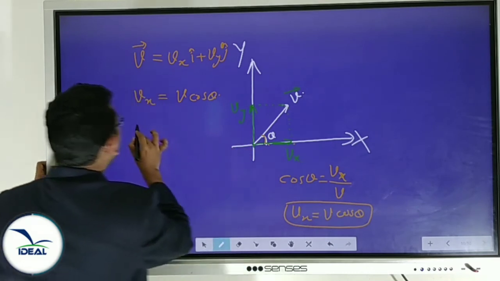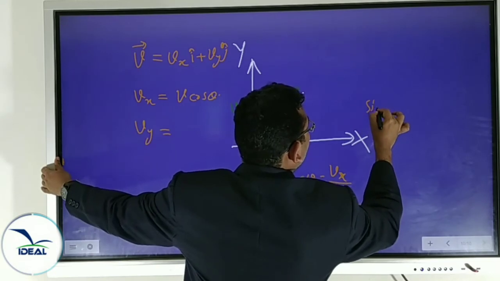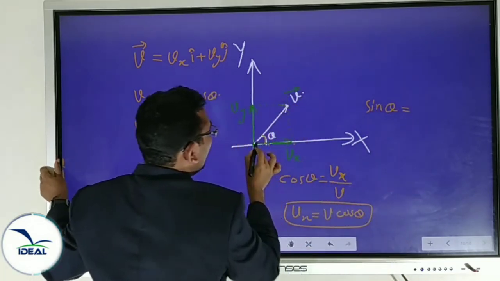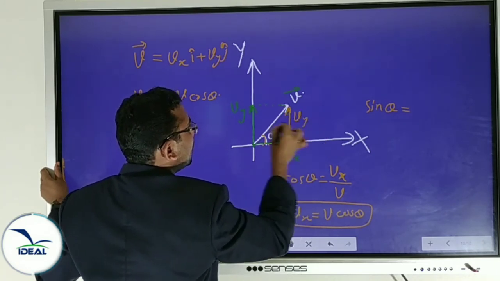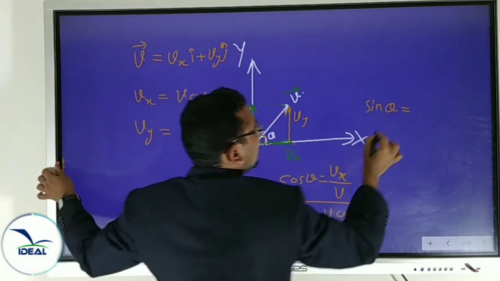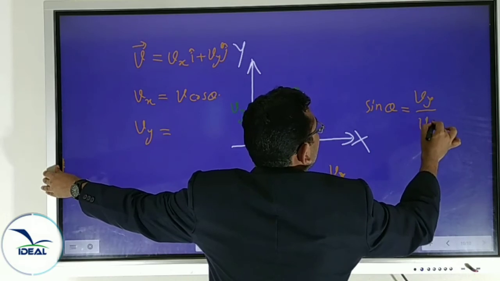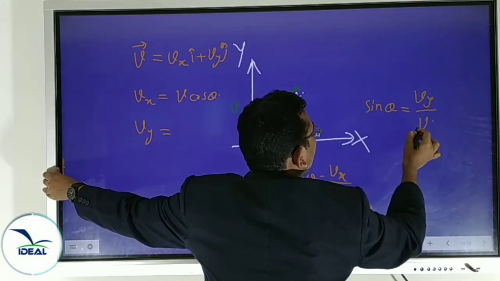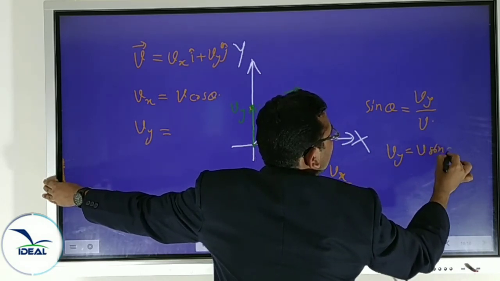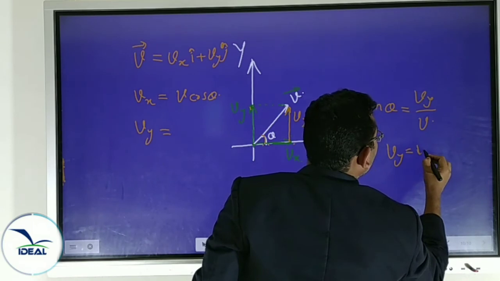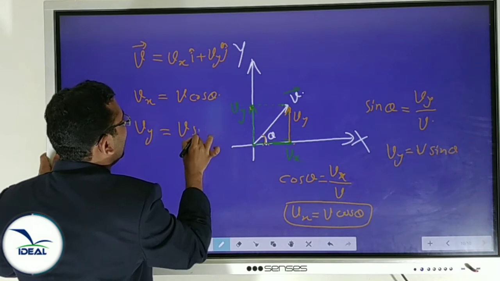Then how do we get vy? Take sin theta. Sin theta equals the opposite side by the hypotenuse. The opposite side is vy, and the hypotenuse is v. Then vy equals v sin theta.